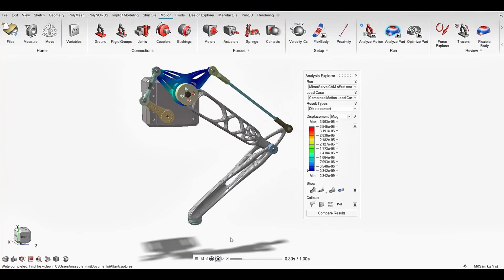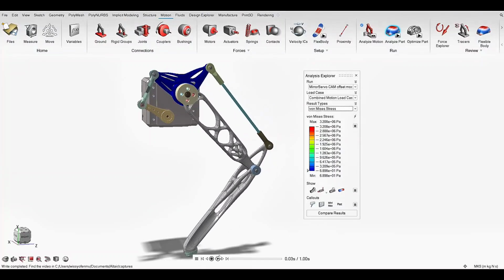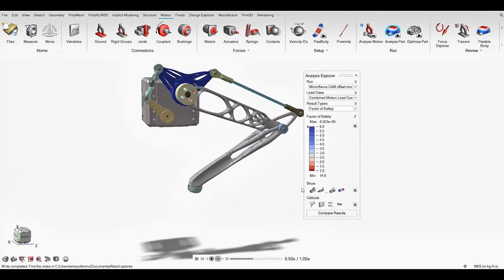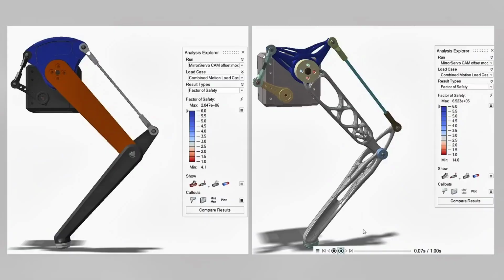To validate the optimized designs, I conducted finite element analysis on different parts using the dynamic loading conditions from the motion analysis. Analysis results of the servo cam showed that the new design has a minimum factor of safety of 14 compared to the initial design, which had a factor of safety of 4. This indicates that the new design is more structurally efficient and offers a better load distribution.